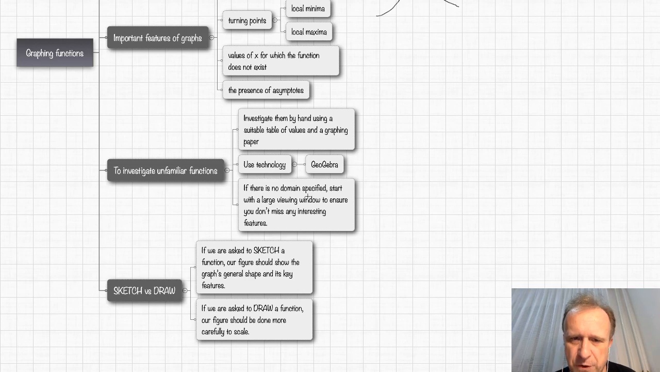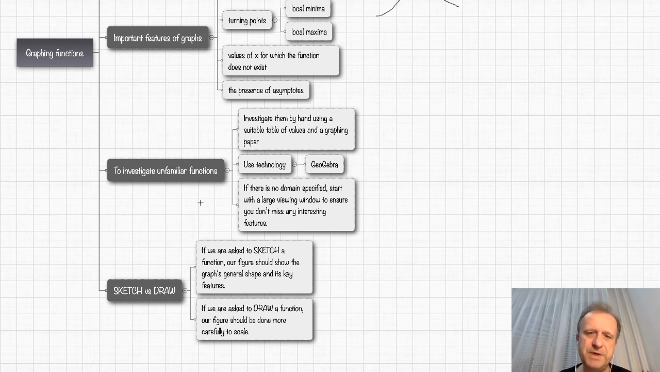If there is no domain specified, because sometimes it's not, you have to start with a large viewing window to ensure that you don't miss any interesting features. So that's why it's always a good idea to zoom in and zoom out in Geogebra to see if there is some surprising feature in the graph. I will talk about it later.